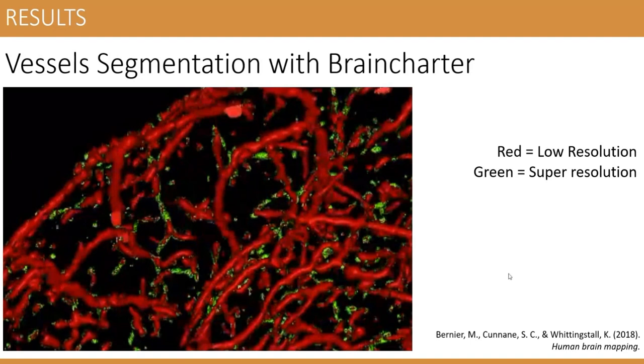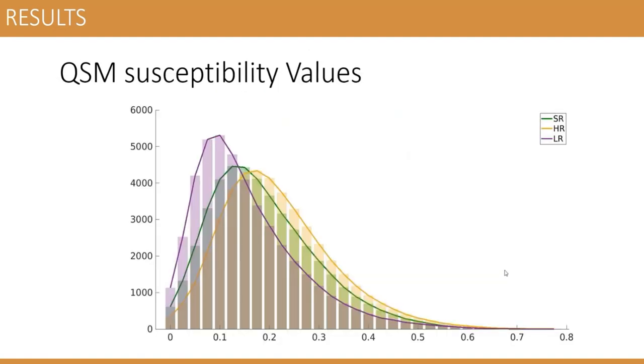Okay, then we plot the histograms that you see here, which are the histograms of the susceptibility values in the three different images. We have the low resolution in purple, the super resolution in green, and the high resolution in yellow. And you can see that the distribution of the super resolution is actually more similar to the high resolution compared to the low resolution, which is good because it's our target. And we guess that the higher susceptibility values that we see around 0.1 may be due to the partial volume problem.